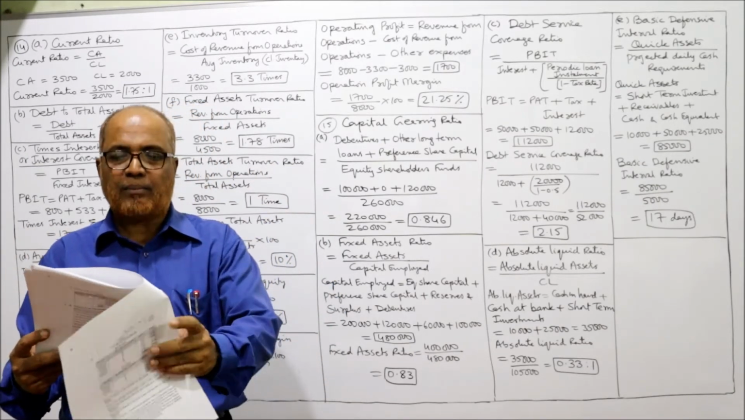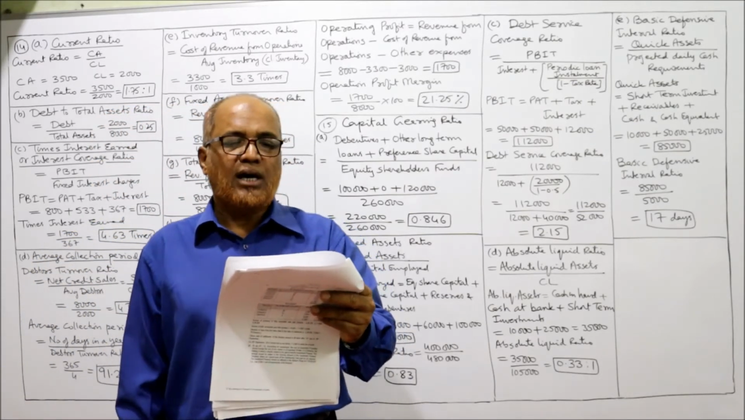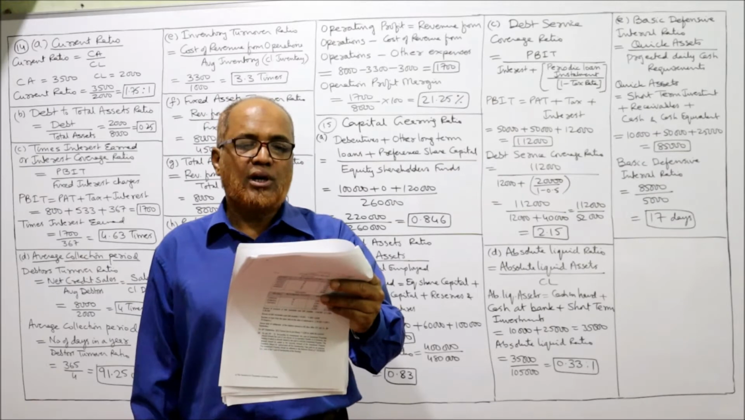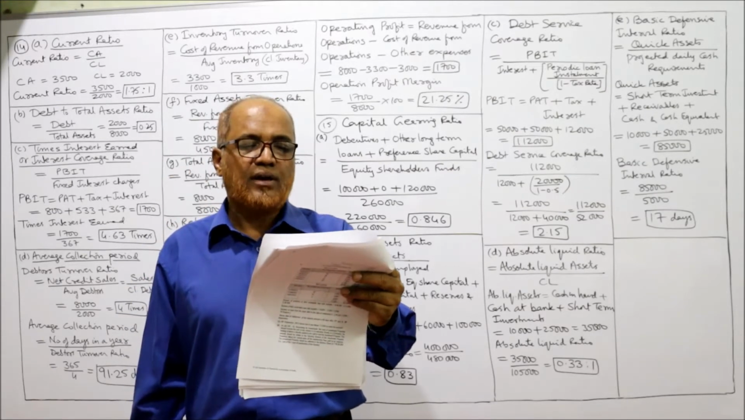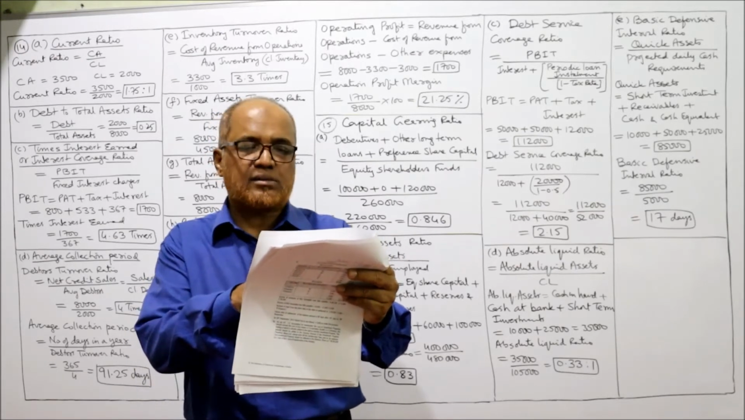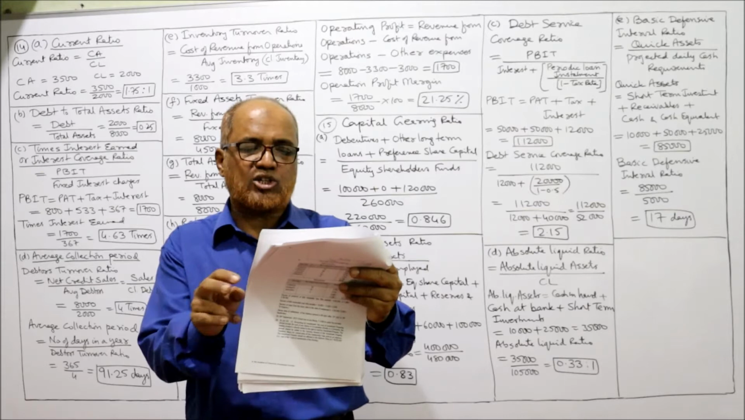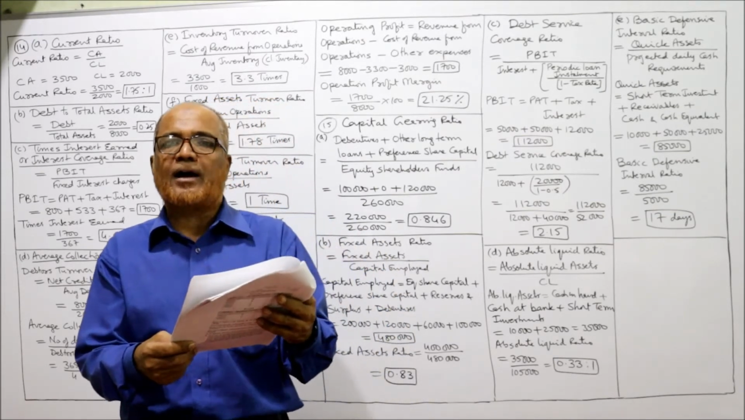The information given in the problem: balance sheet of Sunil Limited, share capital 3,20,000, reserves and surplus 60,000, 12% debentures 1 lakh, current liability 1,05,000. Fixed assets are given. Current assets we are given short-term investments, inventories, receivable, cash and cash equivalent. This is the complete balance sheet. Now notes to accounts.